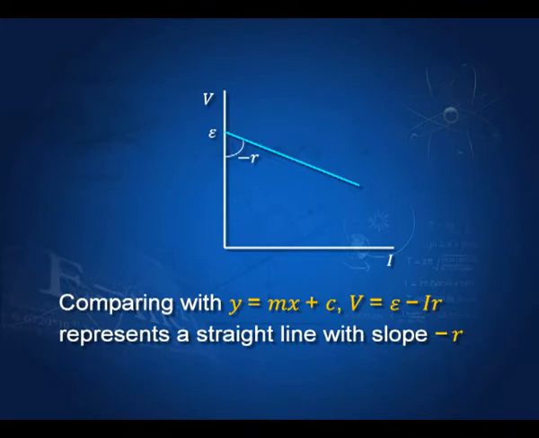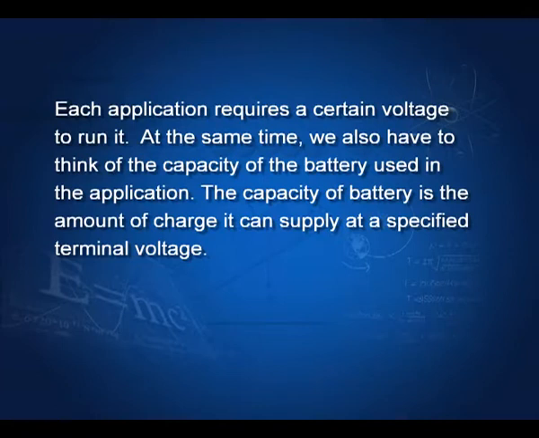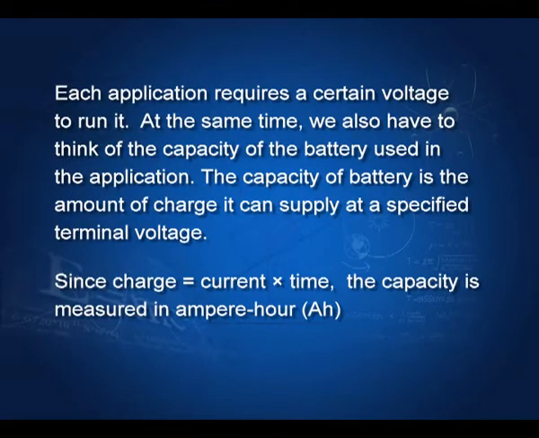Now, each application requires a certain voltage to run it. At the same time, we also have to think of the capacity of the battery used in the application. The capacity of a battery is the amount of charge it can supply at a specified terminal voltage, so that the voltage does not come down from this specified voltage as the battery is supplying the charge. Since charge is current into time, the capacity is measured in ampere hours, capital A times H.